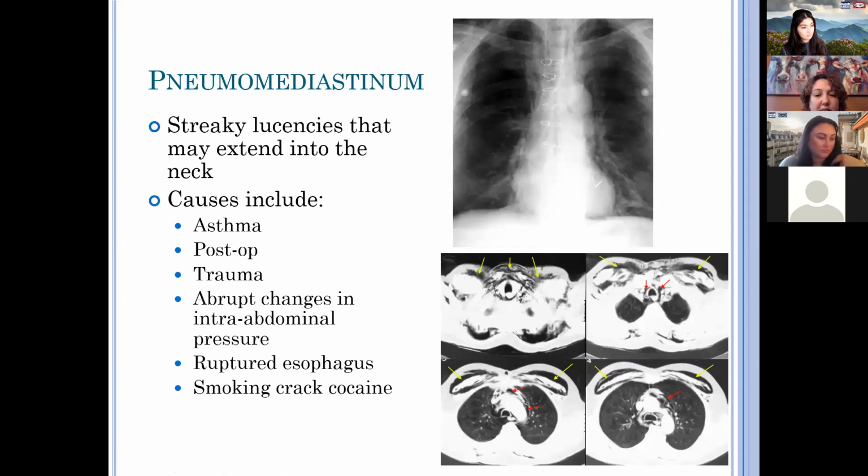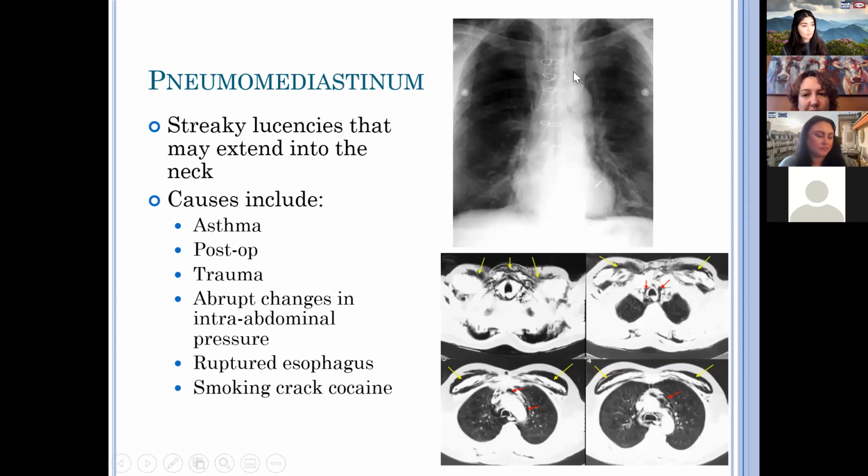Pneumomediastinum, there is air within the mediastinum. This can happen in asthma patients. This can be post-operative. This can happen in trauma patients. If you've got abrupt changes in our intra-abdominal pressure, if patients need a significant amount of support from the ventilator.